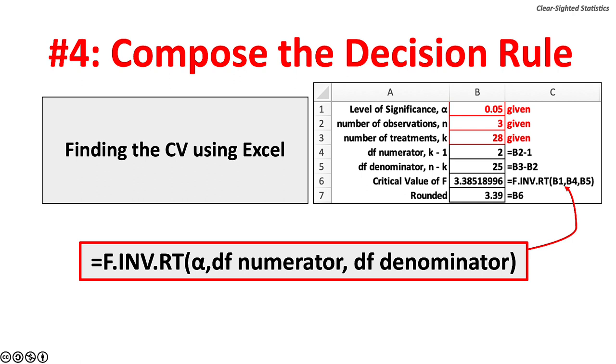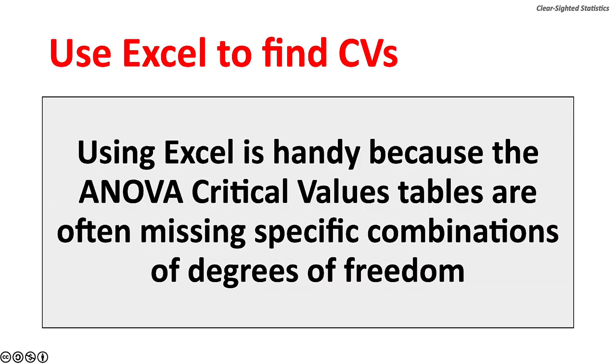The Excel function is f.inv.rt. This function has 3 arguments. 1, the significance level or alpha. 2, the degrees of freedom in the numerator, and 3, the degrees of freedom in the denominator. Excel reports the answer as 3.3851, which is rounded off to 3.39.